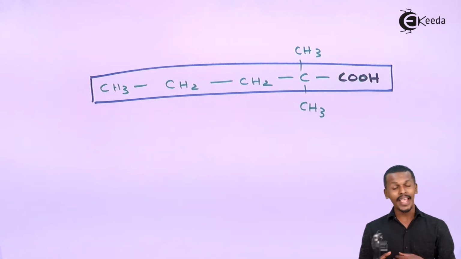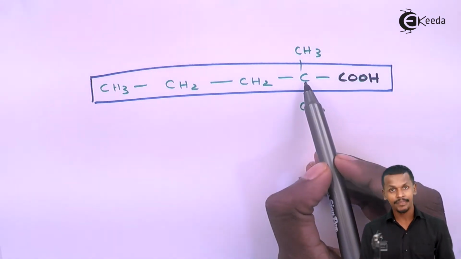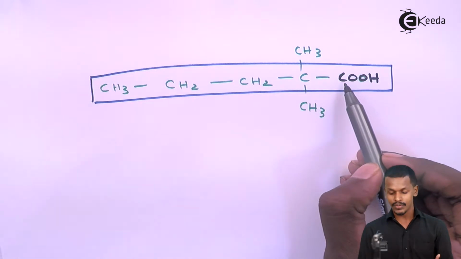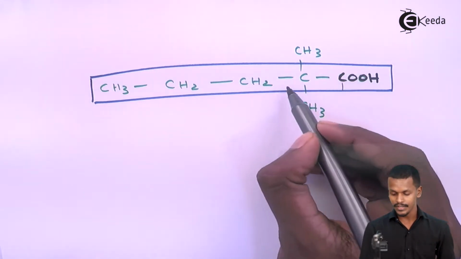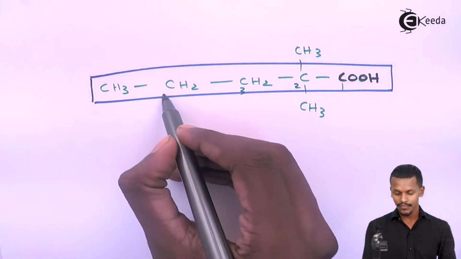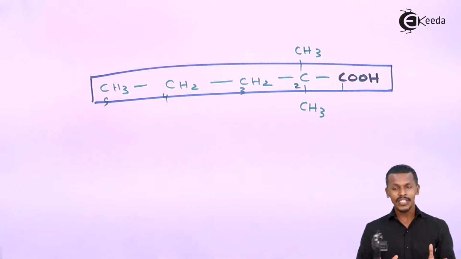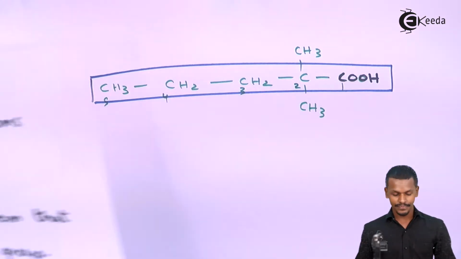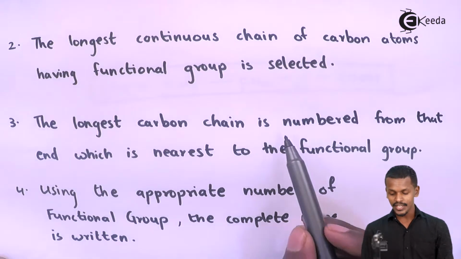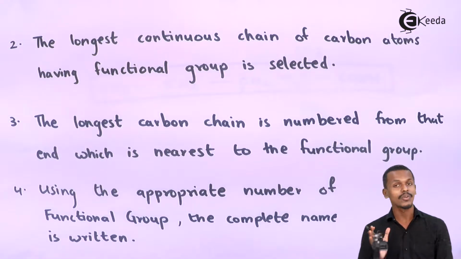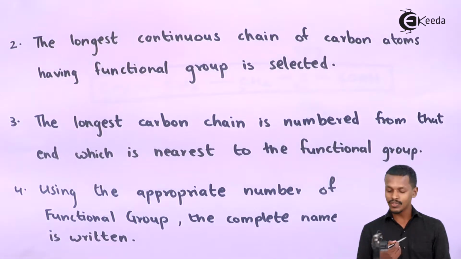Suppose if any group like a halide had been there, then this one would be the first carbon. So I could call this the first carbon over here, 1, 2, 3, 4 and 5. So this is what the third rule says, that the longest carbon chain is numbered from that end which is nearer to the functional group. So that is what we did.